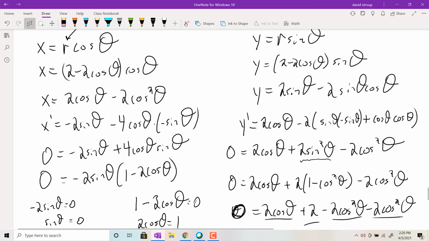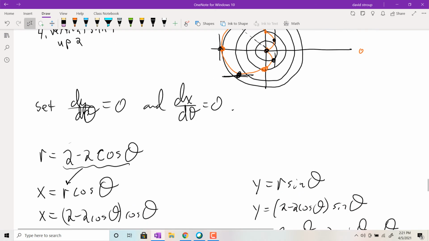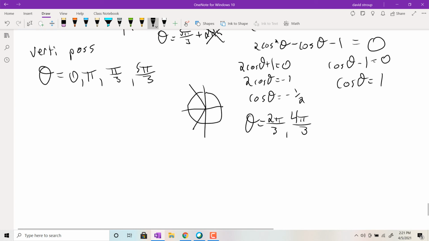And those are exactly where we have these horizontal asymptotes here and here. The other point that we're getting as a solution is where it's not smooth, right? So that would be where theta is equal to 0. And you see from our solutions, so these are the horizontal possibilities because that's where the derivative of y was equal to 0.